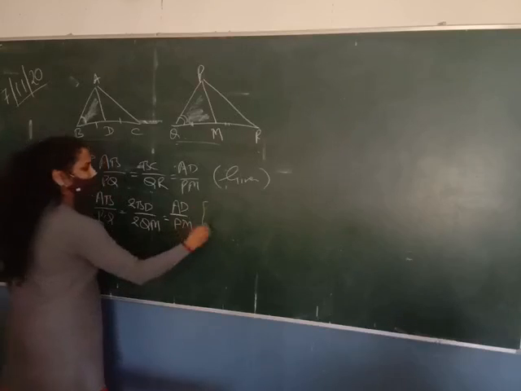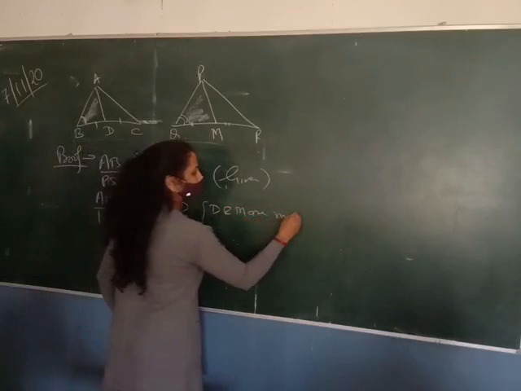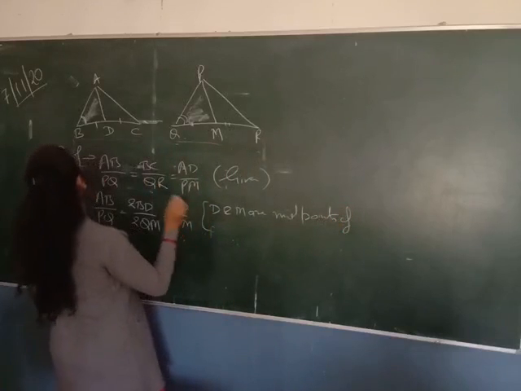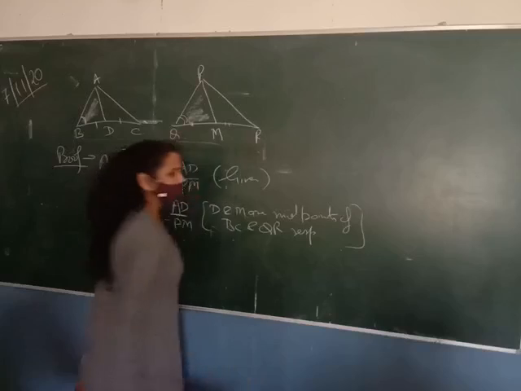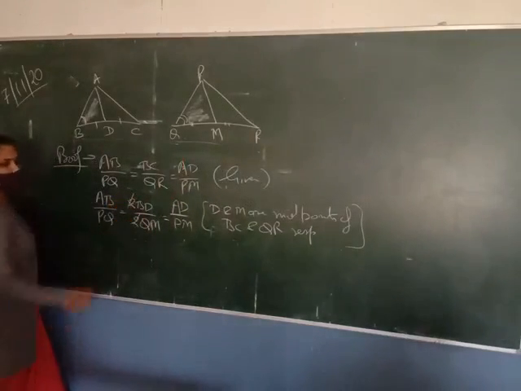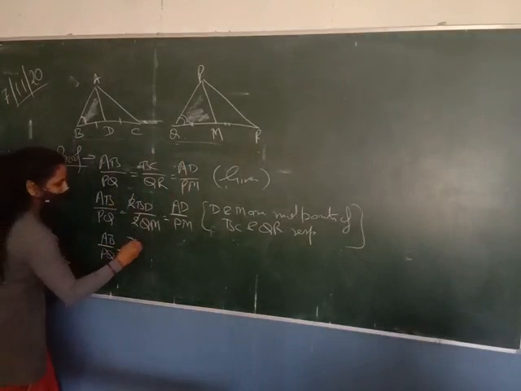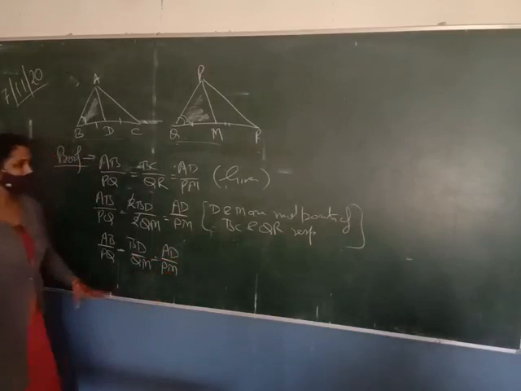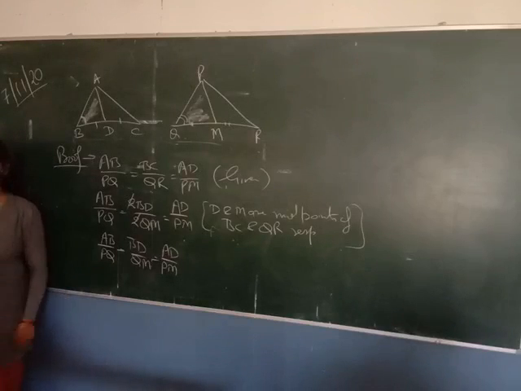And you have to write the reason for this one, that is D and M are midpoints of BC and QR respectively. Okay? Good. Now we can cancel 2 with 2. So we will find the ratio AB upon PQ is equal to BD upon QM is equal to AD upon PM. Okay? You have proved it. Just write down this one. Then we will continue further. Write it down, come on. Shasti, clear?